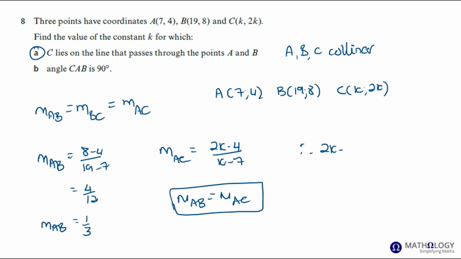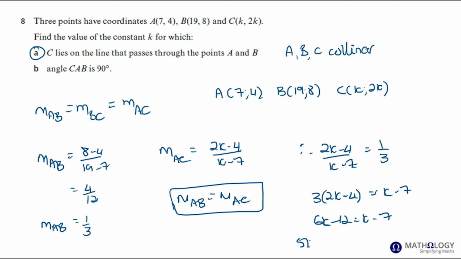So therefore 2k minus 4 over k minus 7 equals a third. We can now just cross multiply. 3 times 2k minus 4 equals k minus 7. 6k minus 12 equals k minus 7. 5k equals 5, k equals 1. So C will therefore be the point (1, 2). That wasn't required. We're just going to do that for completeness' sake.